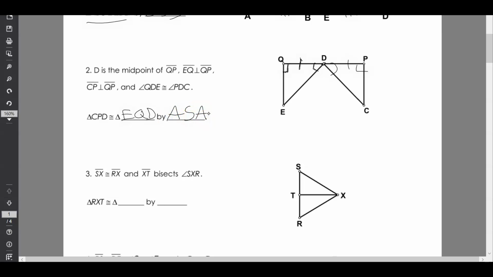On the next one, you have two touching triangles. So you put a tick mark where they're touching. It says SX and RX are congruent. So put two tick marks on those. And then XT bisects angle SXR. So you have an arc and an arc. So RXT is congruent to SXT by side, angle, side. You have a tick mark, then an arc, then a tick mark.